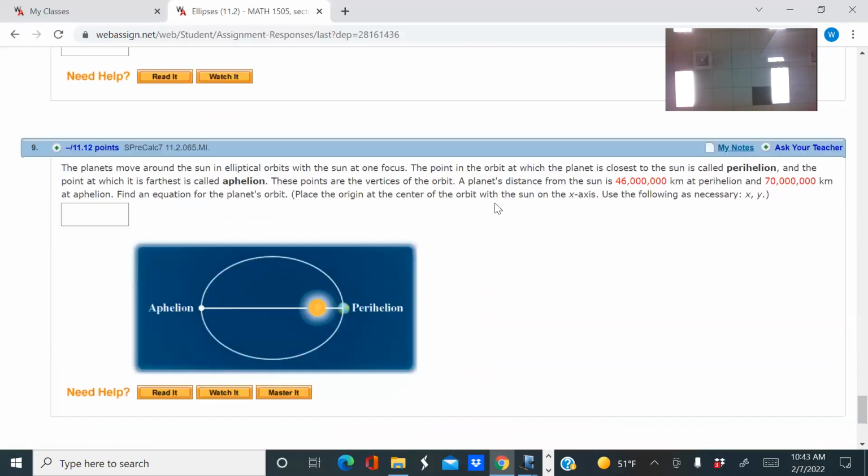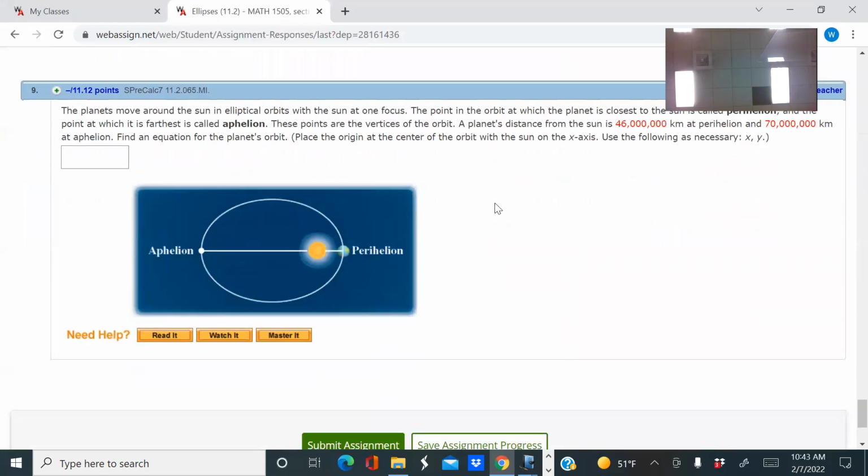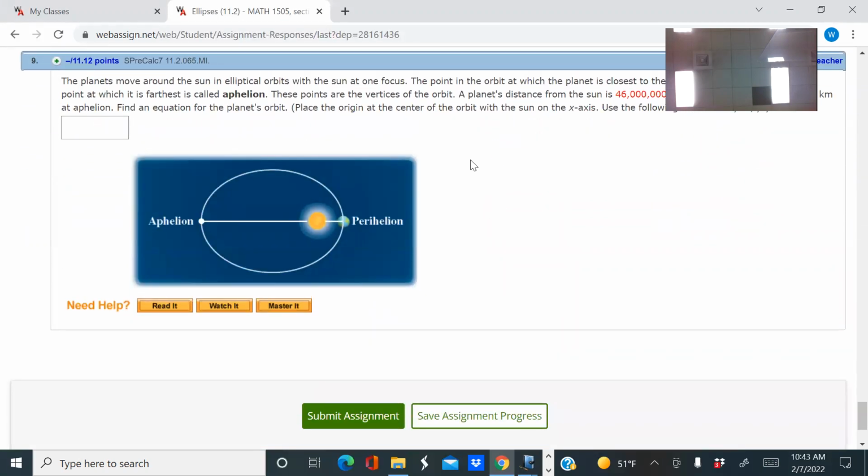It's another orbit problem. Have y'all looked at that one yet? It's kind of like the moon problem, actually, except now you know more about ellipses, right? So let's see, the planets move around the sun in elliptical orbits, and the sun is at one focus.